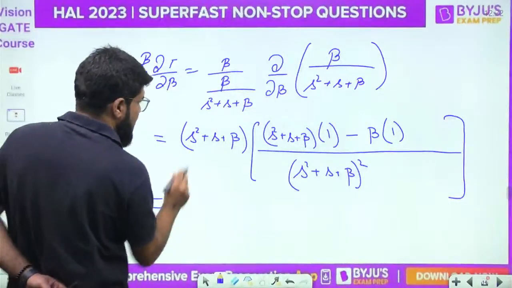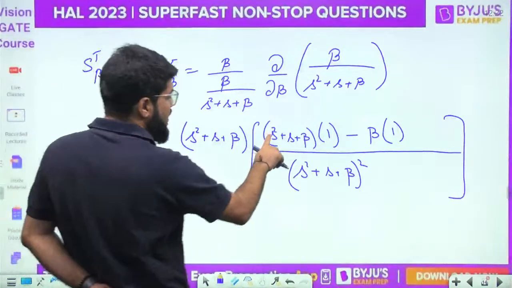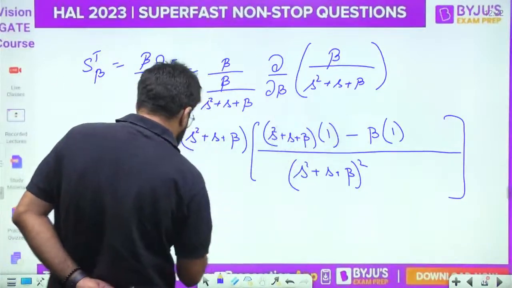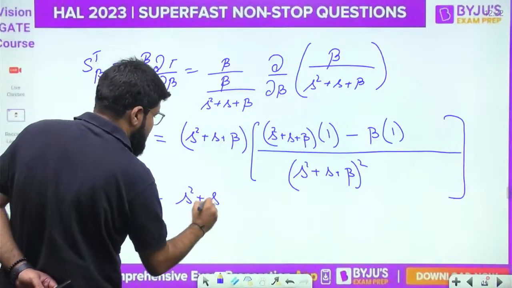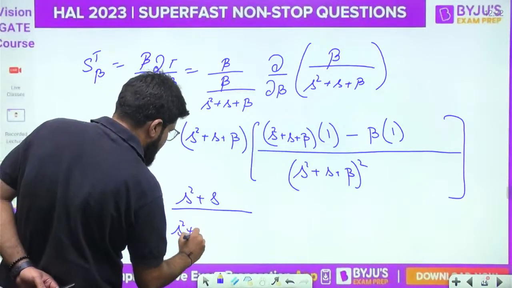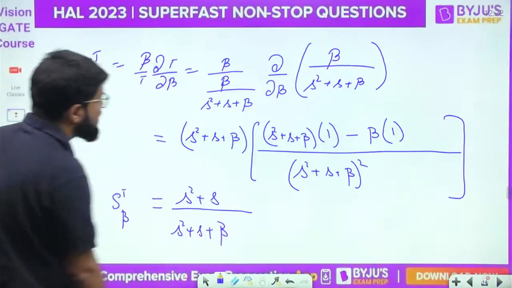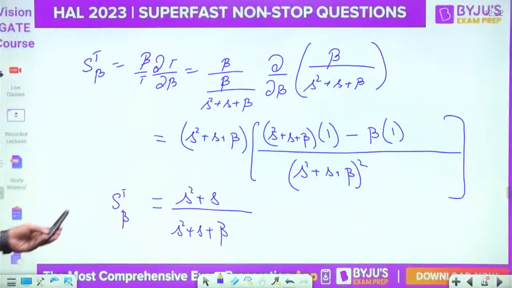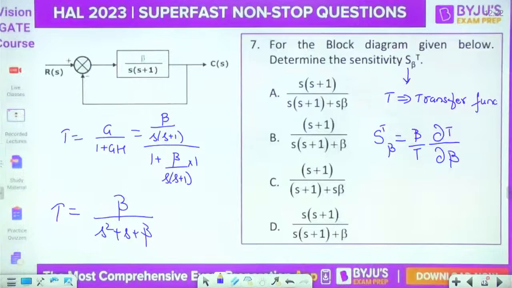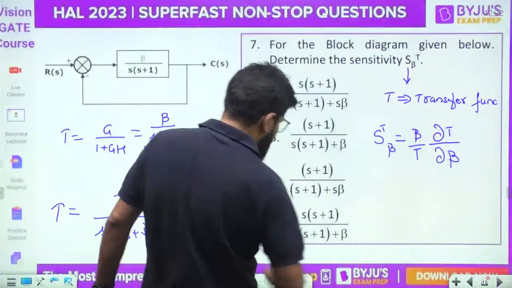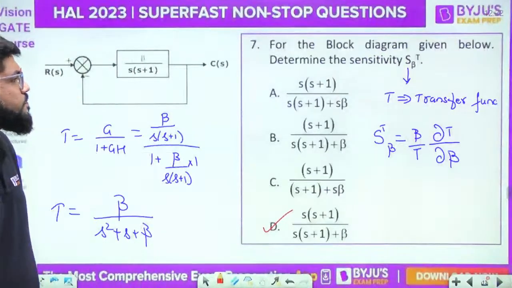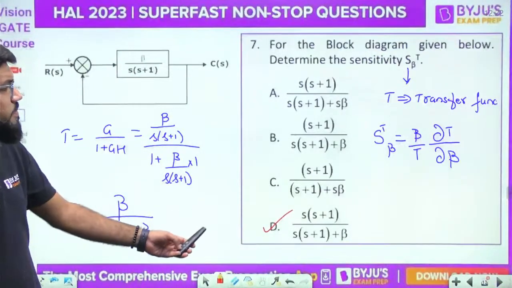So one of these terms is going to be cancelled: S square plus S plus beta minus beta cancelled. So the final answer is coming up, that is S square plus S divided by S square plus S plus beta. I think that's it. We are done. Yeah, S square plus S upon S square plus S plus beta. Yeah, the option number D. We can take the S common and then the option number D. Clear, everybody?